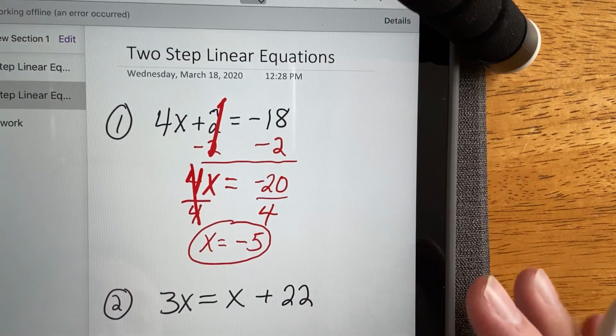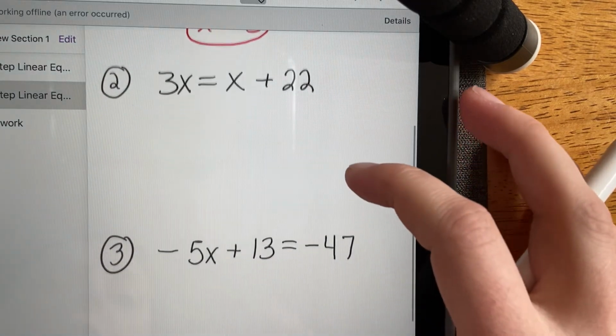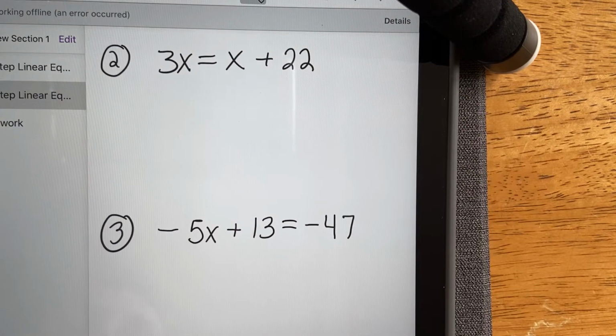Okay, problem number 2. 3x equals x plus 22. This problem has variables on both sides, so it's a little bit different from your traditional looking two-step equation. If you have variables on both sides, the first thing you need to do is try to get all of the variables onto one side.